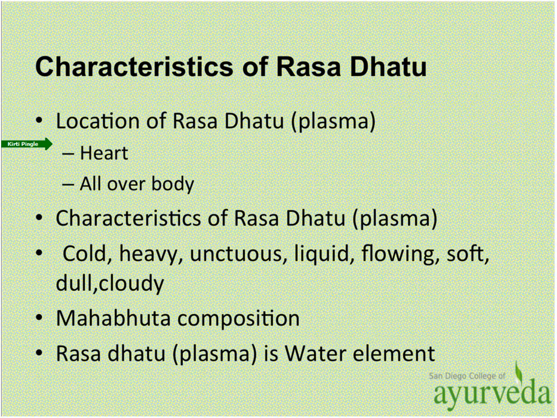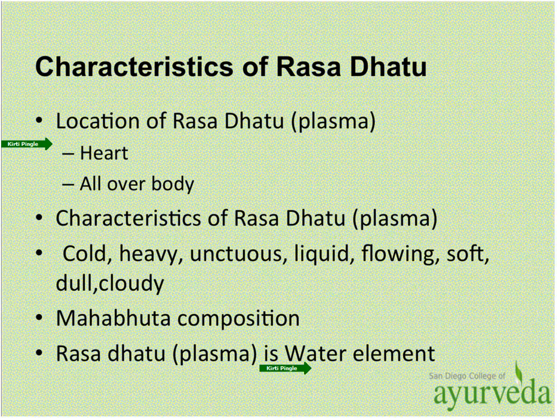So we have already seen that Rasa Dhatu is the first dhatu in our body. It is liquid in nature. It is present all over the body, and it is cold, heavy, unctuous, flowing in nature, and it is the water element predominant dhatu in our body. According to modern science, we can call it plasma. So that is our Rasa Dhatu.